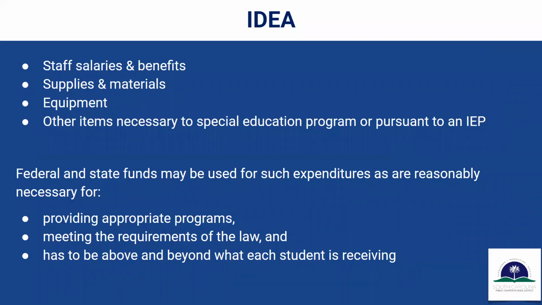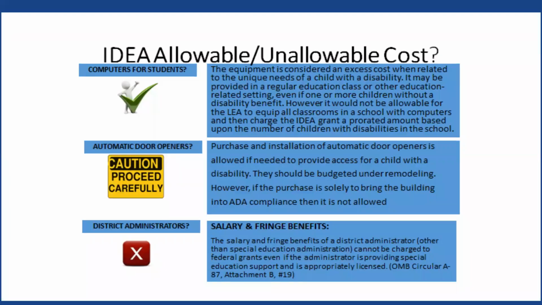So again, they can be used for expenditures that are reasonably necessary for providing appropriate programs and meeting the requirements of the law, and keep in mind, it has to be above and beyond what each student in your building is receiving. So specifically, if we look at some examples, let's look at computers. The equipment is considered an excess cost, or above and beyond, when it's related to the unique needs of a child with a disability.